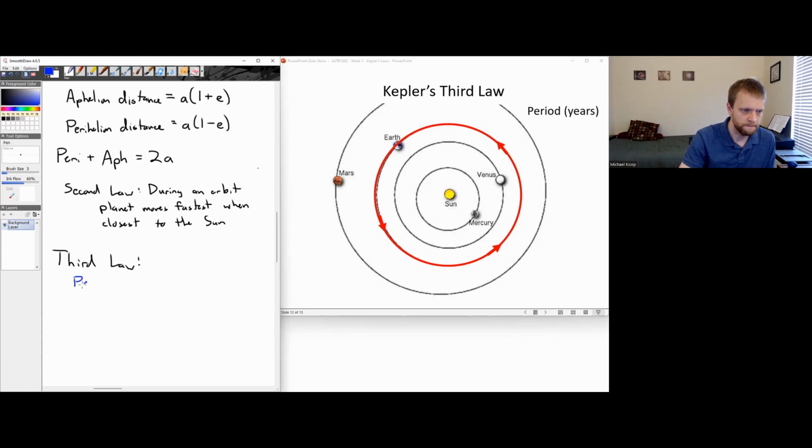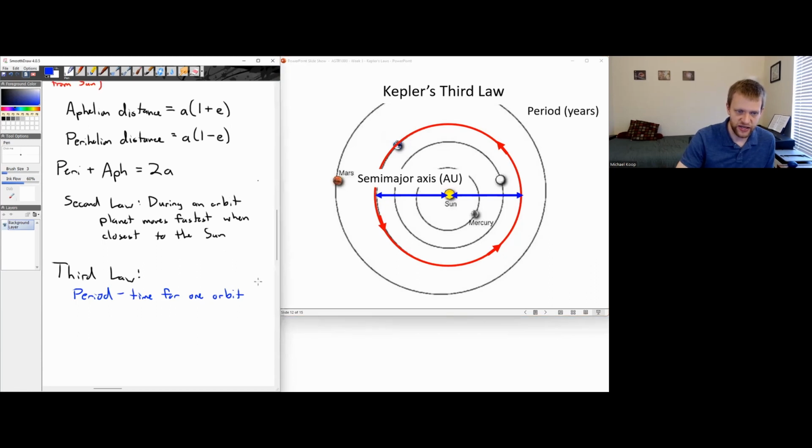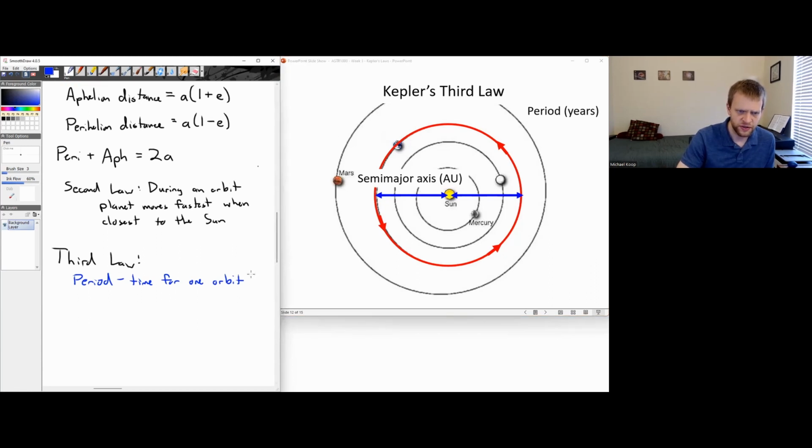So the period is the time for one orbit. And we're going to measure this in years for the following Kepler's third law point. We can also measure the semi-major axis, and we're going to measure that in AU.